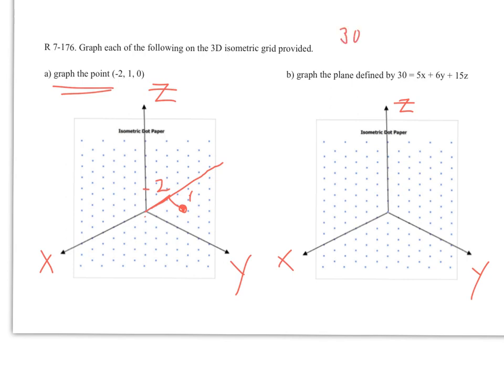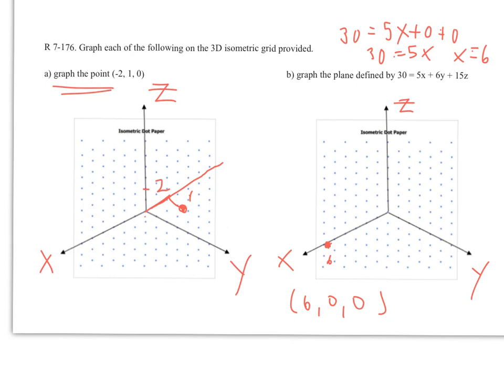So we get 30 equals 5 times x plus, well, 6 times 0 is 0, and 15 times 0 is 0, so we're going to get 30 equals 5x. So therefore that means x equals 6. So our x coordinate is going to be 6, 0, 0. So we go over 1, 2, 3, 4, 5, 6 on the x axis, and that's where we're at here.